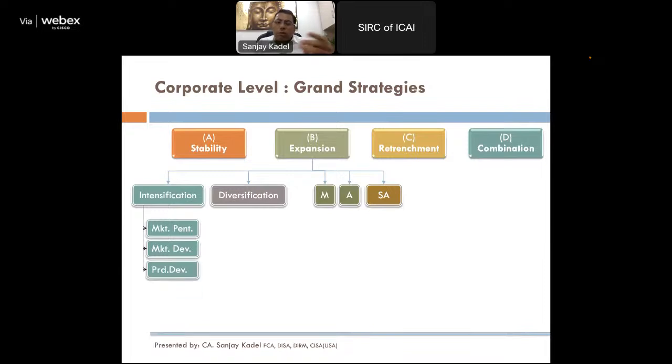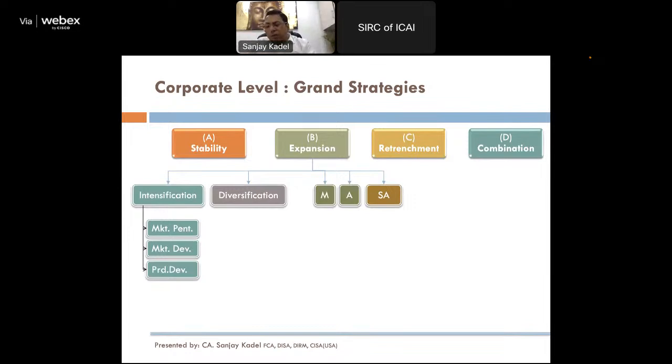So in all these situations, if you observe carefully, something is existing. Either market is existing or the product is existing. So when there is some existing strategy, existing market or existing product, then what expansion you are going to do or further expansion you are going to do, it will be called as or classified as intensification strategy. You are intensifying. The meaning of intensifying itself means that something is already at the base of it. That is intensification strategy.